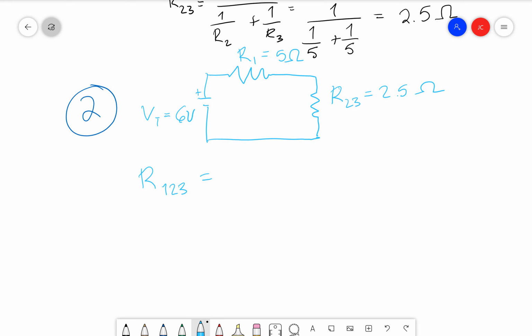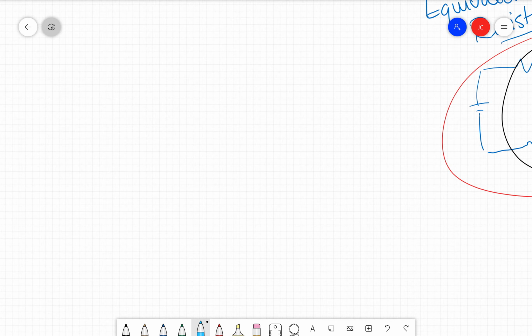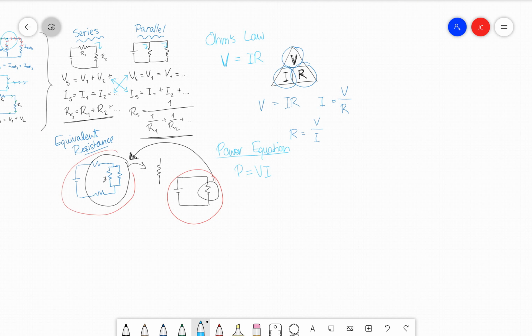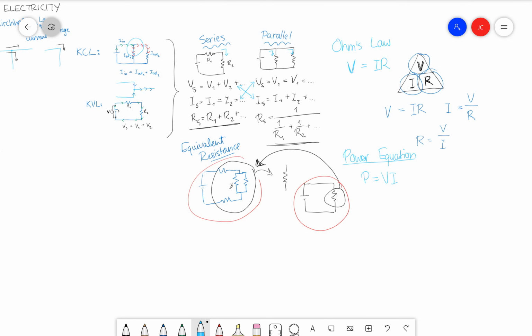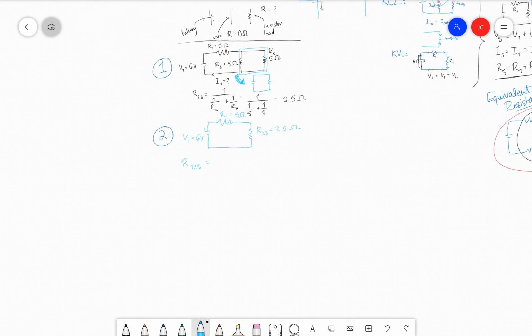And we're going to use the series equation for resistance, which again, if we slide over here, was simply adding R1 plus R2 together. And so R123 is going to be R1 plus R23, which is really simple. And that's going to be 5 plus 2.5, and it's going to equal 7.5 ohms. Problem solved. We now have this value for R123, and we can reduce our circuit even further.